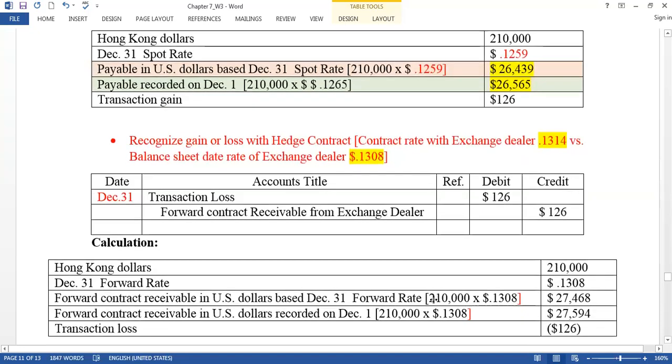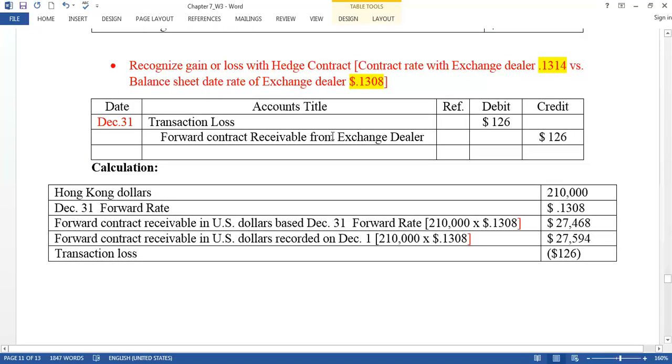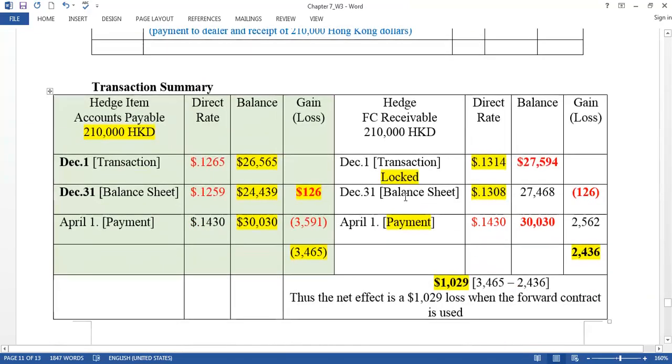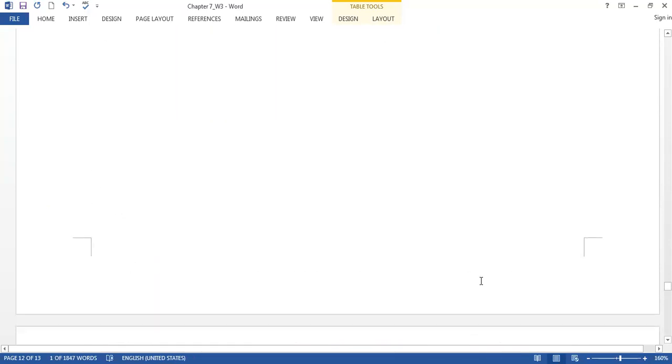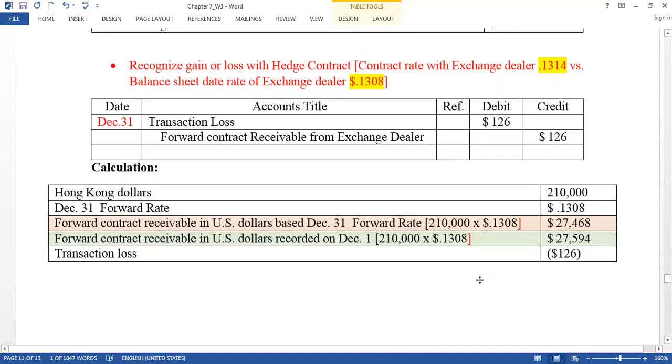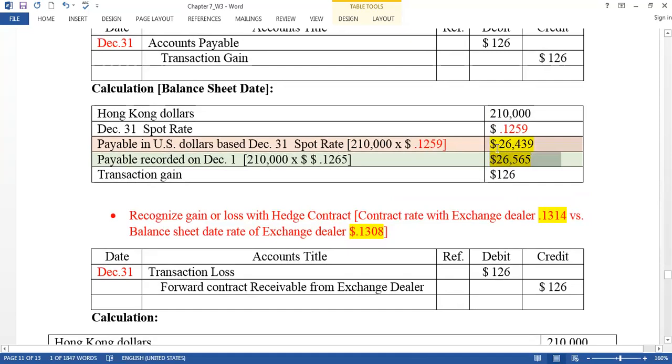Clear? Now look at the transaction with the exchange dealer. This is the December 31st rate, the balance sheet rate, and this is the transaction rate. I repeat again, we are going to compare these two. The balance sheet rate, and we have a contract with him, right? So our contractual rate and the balance sheet date rate are different. So we have a loss here. Do you understand this?